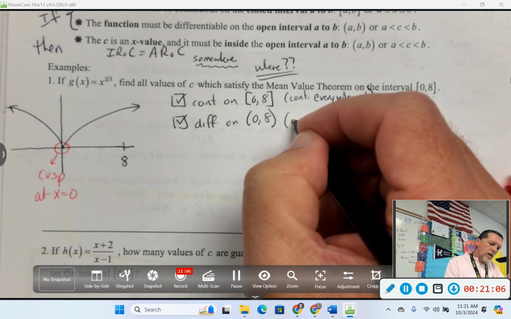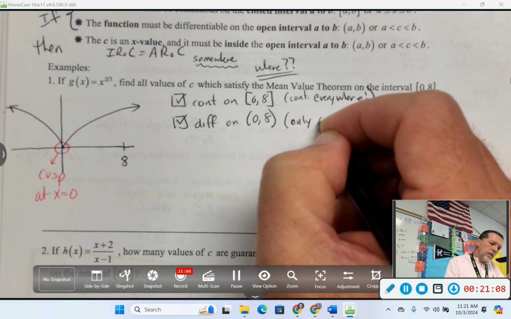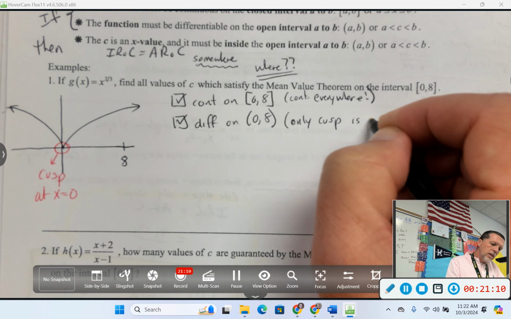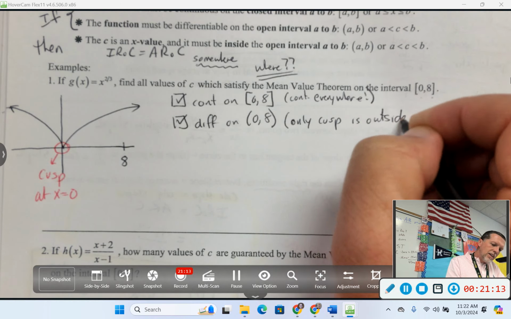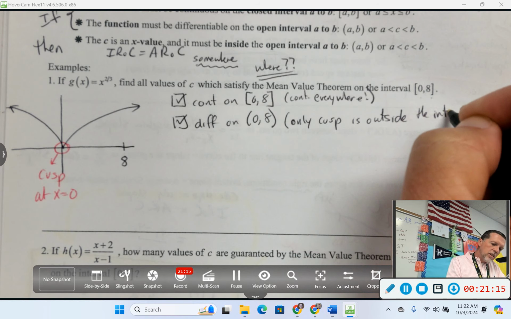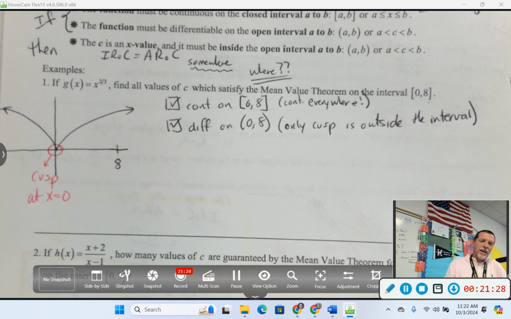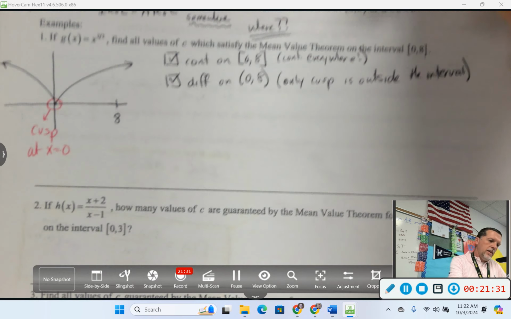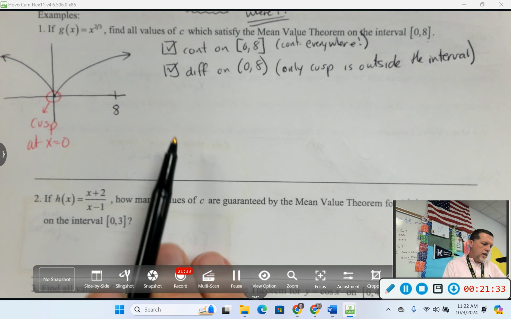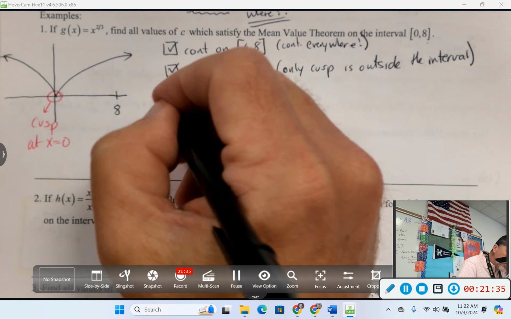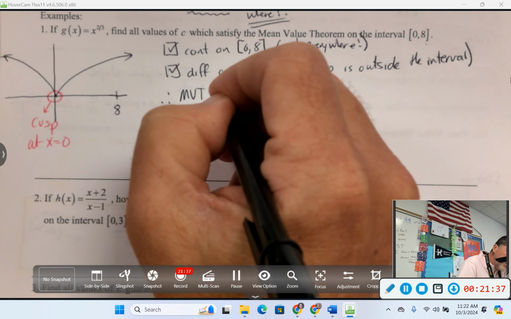So the only cusp is outside the interval, or like the interval that we care about. So yes, there's a problem, but it's not where we're looking, so it's okay. We're not worried about it. Okay, once we can say those two things, then we can say MVT applies.